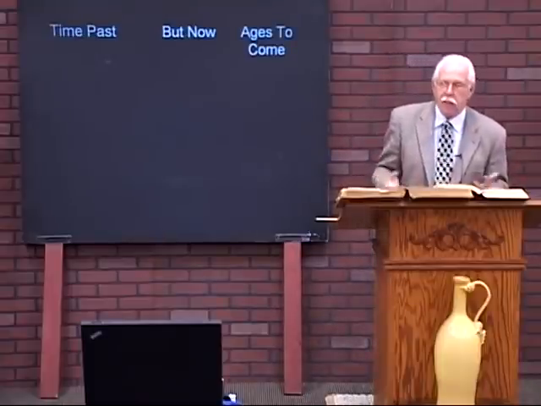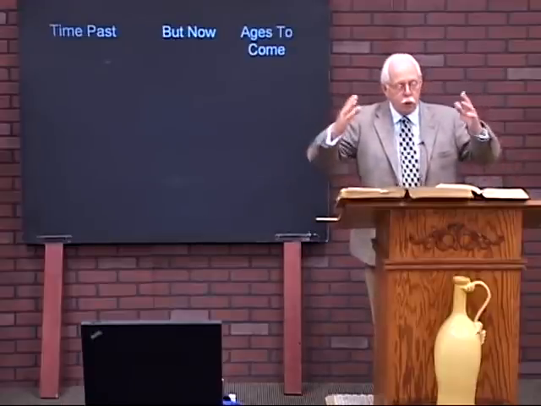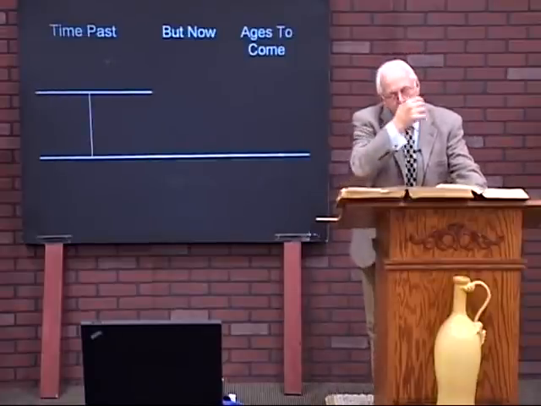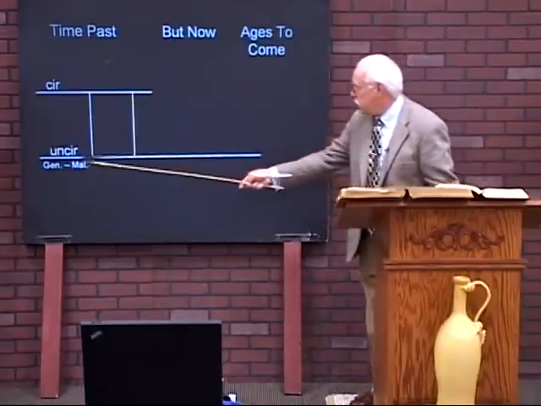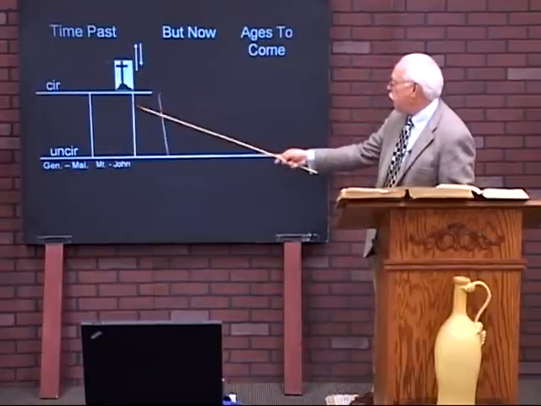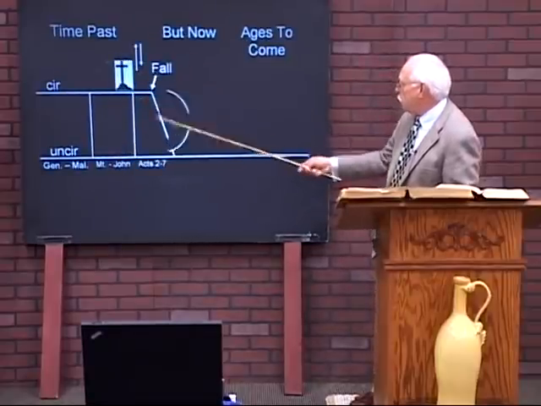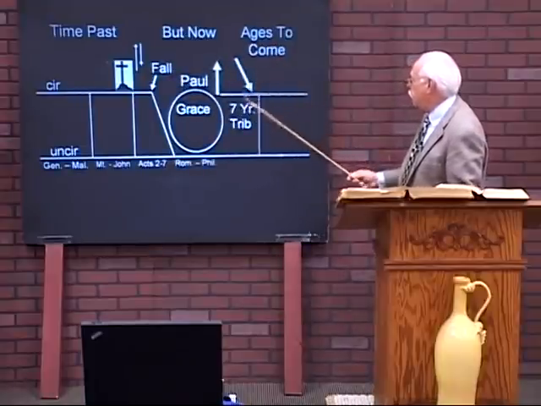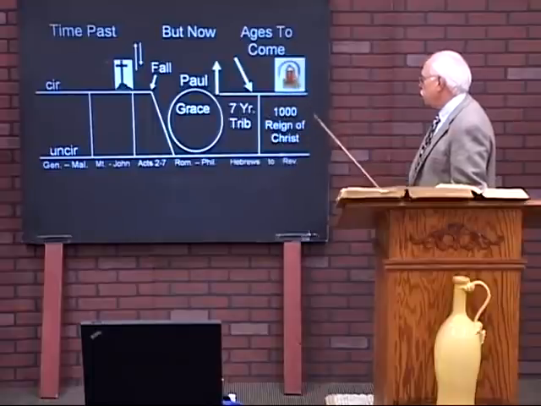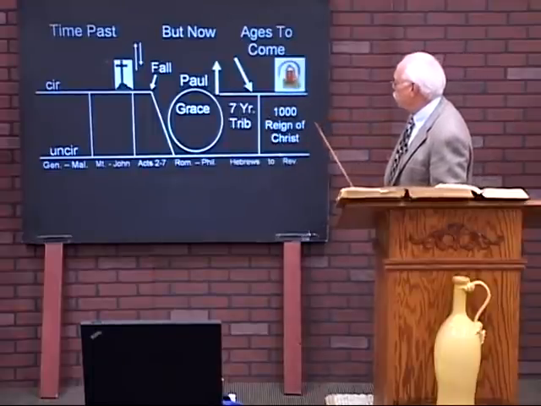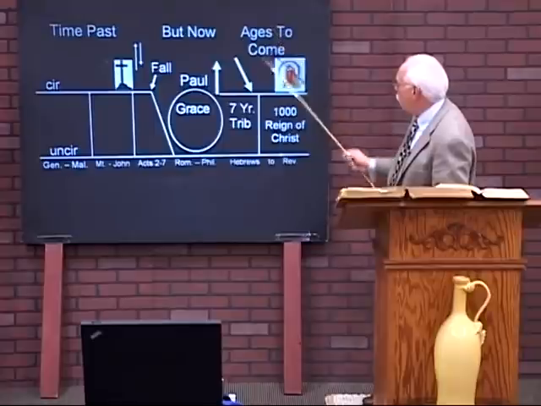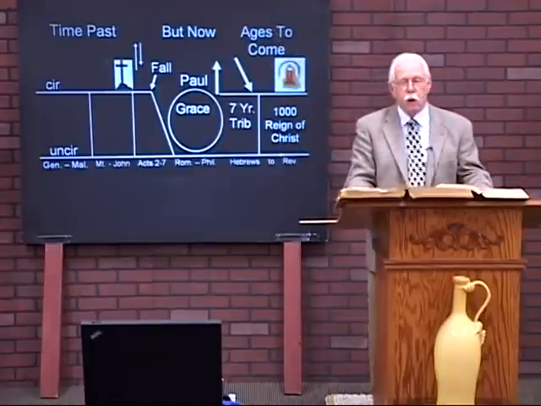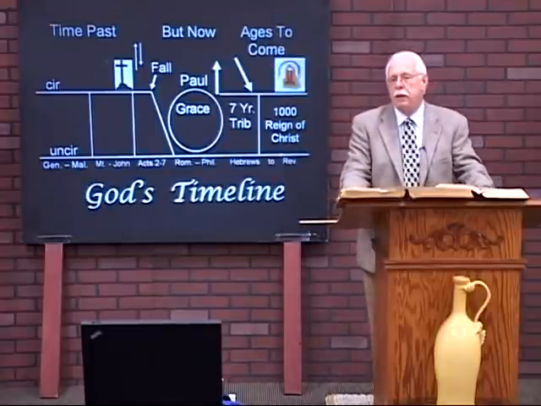Now I will quickly draw a timeline that maps out the entirety of the Word of God for you, and don't blink because you'll miss it. So this takes us from Genesis into the Gospels, where Jesus Christ died, was buried, ascended. The first chapters of the book of Acts, they stone Stephen, God saves Paul, the rapture, the seven-year tribulation, the millennial reign of Christ. Time past, but now, ages to come. That, in your Bible, is God's timeline.